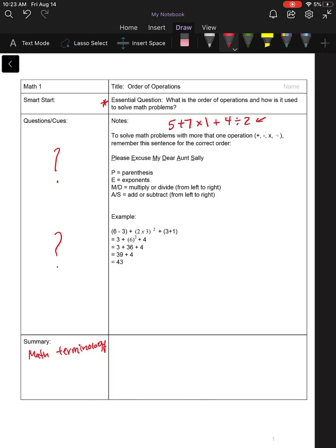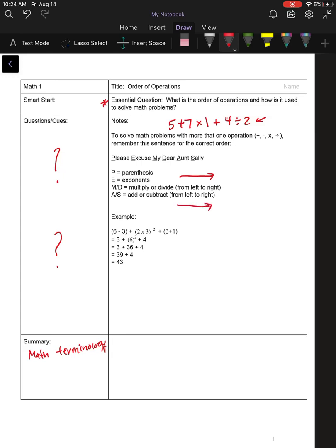So the P stands for parentheses, the E stands for exponents, the M and the D stand for multiplication and division. When we have multiple multiplication and divisions in a single problem, you make sure you work from left to right, just like you do with reading, right? And the same with addition and subtraction. You work from left to right.